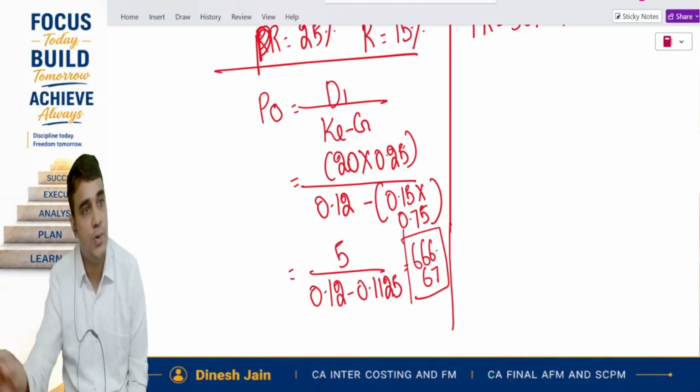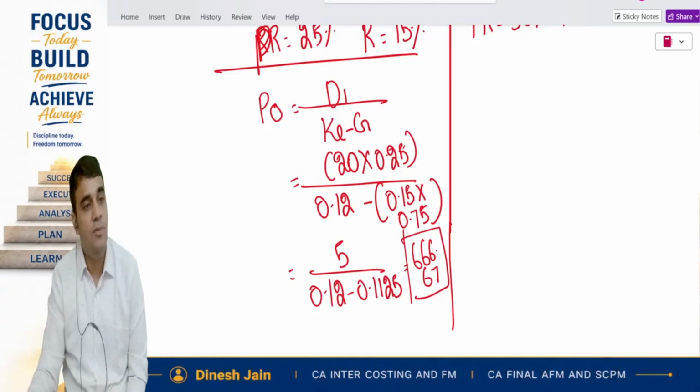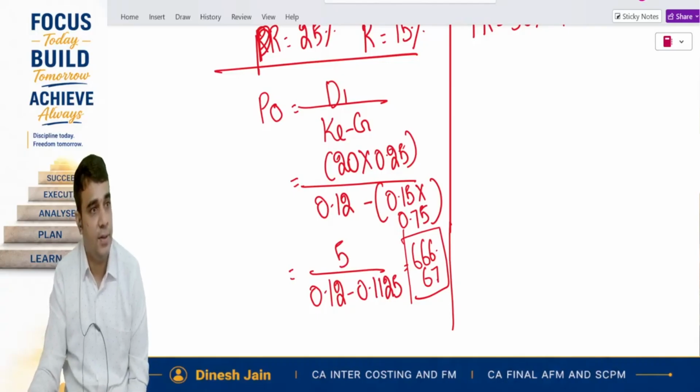Same formula, will use it on the other side. D1 will be different, growth will be different. Any doubts first on this? Can I do the other side now?